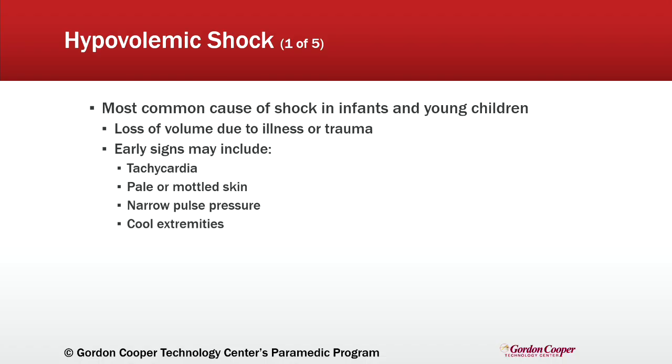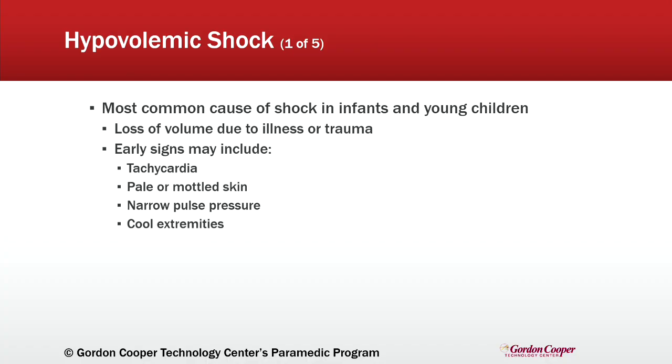The patient may have a normal mental status or appear slightly anxious. Early indicators of shock include tachycardia, pale or mottled skin, narrowing of the pulse pressures, and even cool extremities. Signs that the shock is progressing to a more serious state would include things like restlessness, decreased alertness, increased respiratory rate, delayed capillary refill, cool skin, and hypotension.